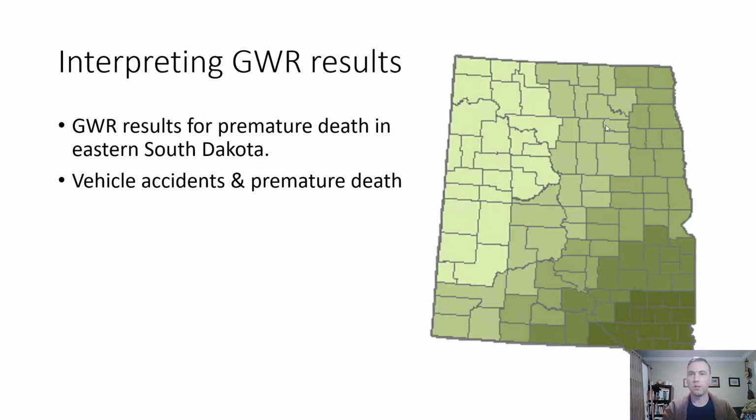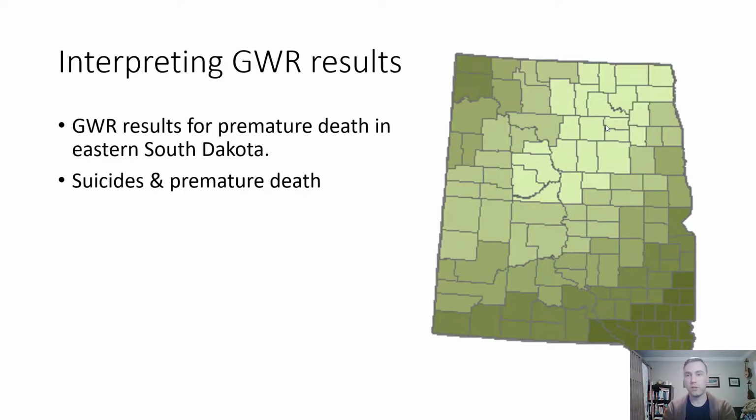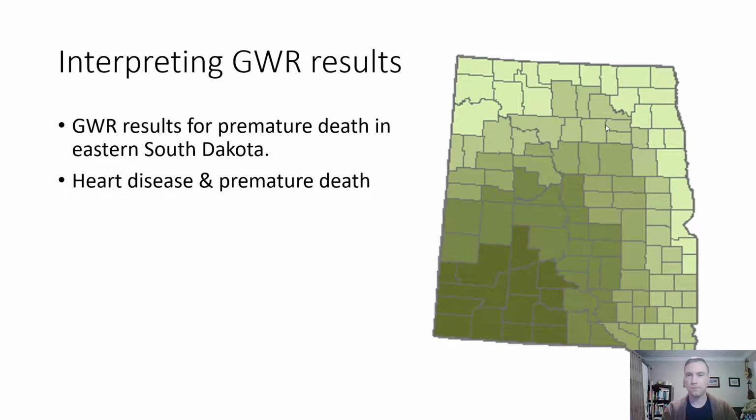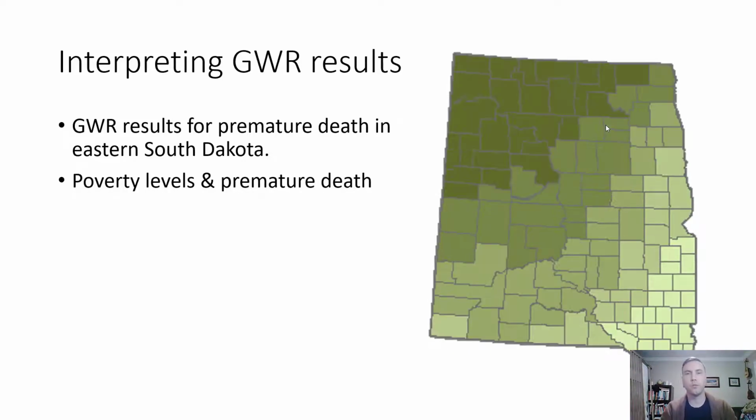So I'll just go through one more time to give you a quick look. We've got vehicle accidents, premature death skews toward the southeast. Suicide skews toward the southeast and the northwest. Liver disease, linear skew right through the middle. Strange. Heart disease to the southwest. And lastly, we have poverty levels skewed towards the northwest.